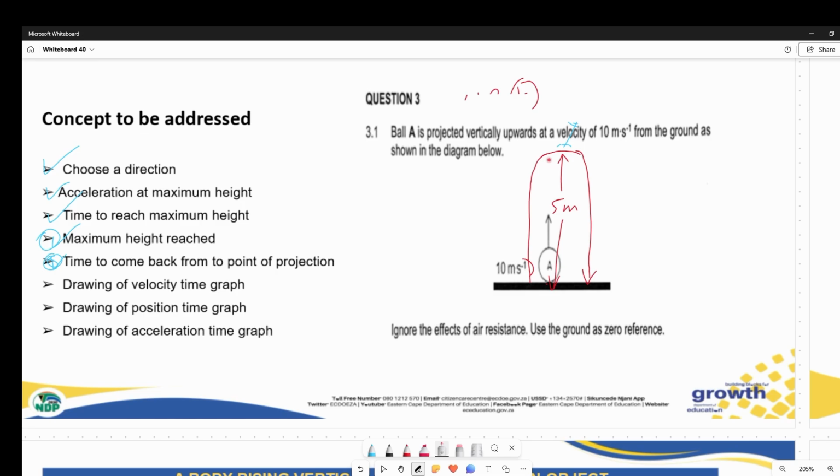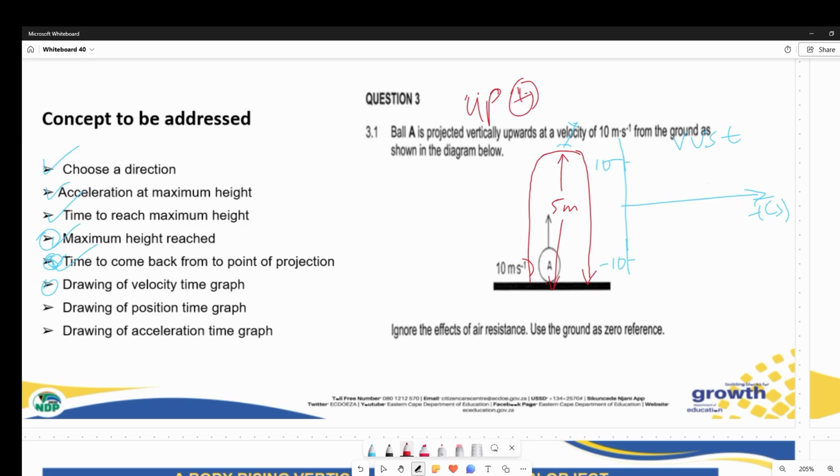Then now let's quickly go to the graphs. We want to draw a velocity versus time graph. On the velocity versus time graph, this one is positive 10, this one is negative 10. Now we're having V versus time, then here we have time in seconds. Now let's look here: we took upward as positive.